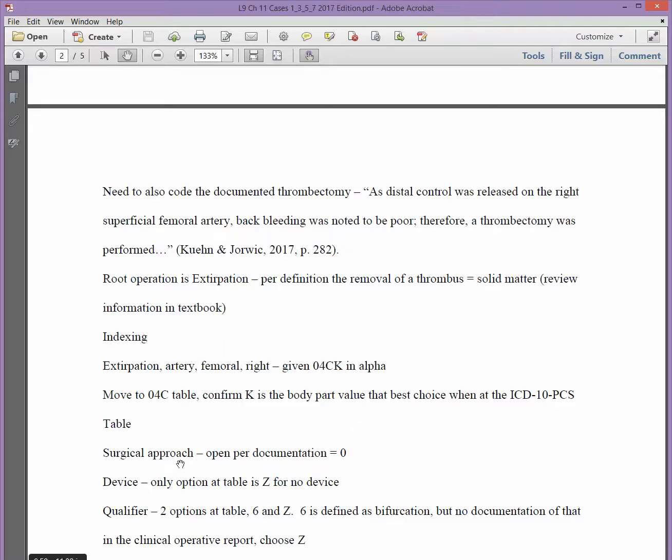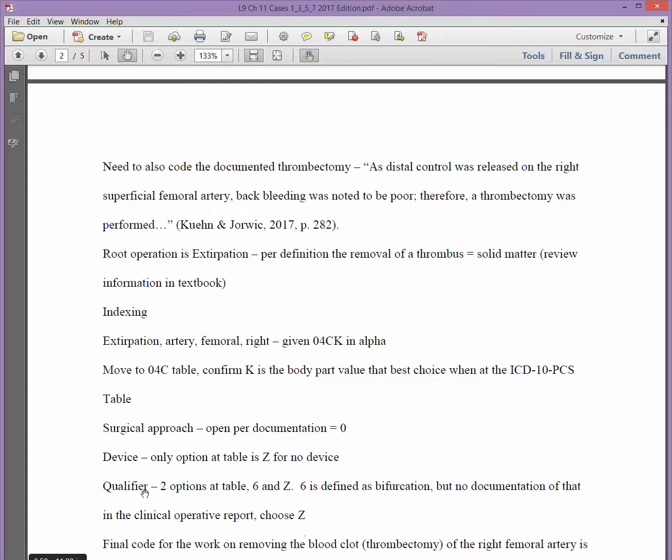Then we choose our surgical approach. Our surgical approach is still open because of all those incisions. 0 is our option for open surgical approach. Was a device left in? No. They are removing this blood clot. They're not leaving anything in the patient's body at this location. The only option is Z at that particular row and table.